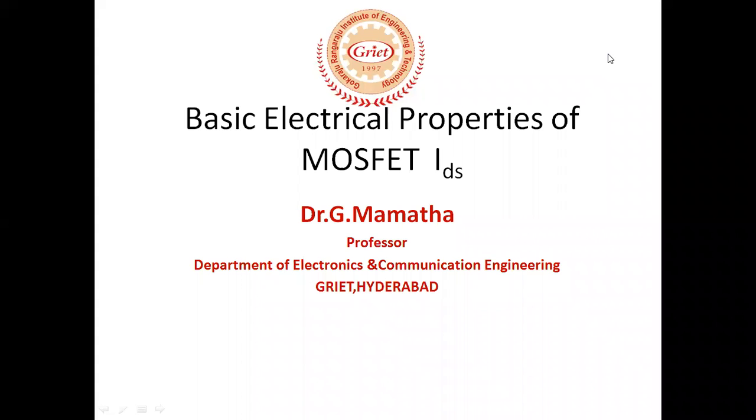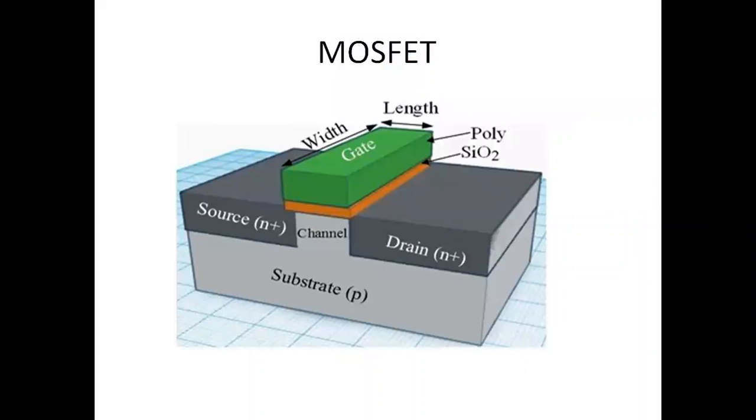Good morning, students. Today I will discuss the basic electrical properties of MOSFET, and in that, IDS. So in the 3D structure of MOSFET, what we see here is source, drain, gate, thin SiO2 region, and later a channel will be established between source and drain when sufficient gate voltage is applied between gate terminal and source terminal.